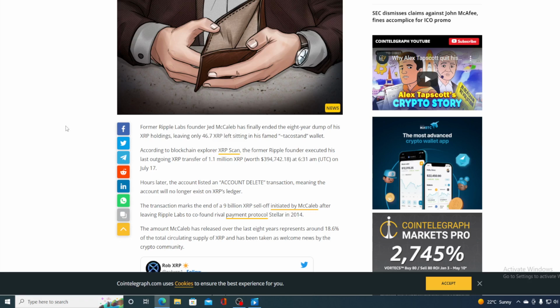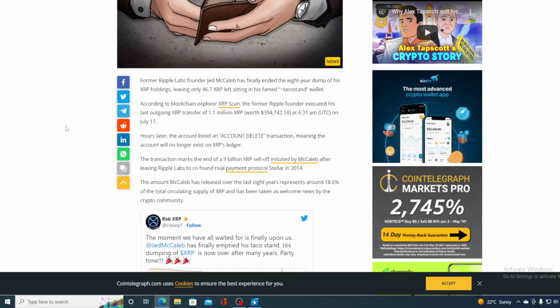Hours later, the account listed an account delete transaction, meaning that the account will no longer exist on the XRP ledger. The transaction marks the end of the 9 billion XRP sell-off instigated by McCaleb after leaving Ripple Labs to co-found rival payment protocol Stellar in 2014. The amount McCaleb has released over the last 8 years represents around 18.6% of the total circulating supply of XRP and has been taken as welcome news by the crypto community.